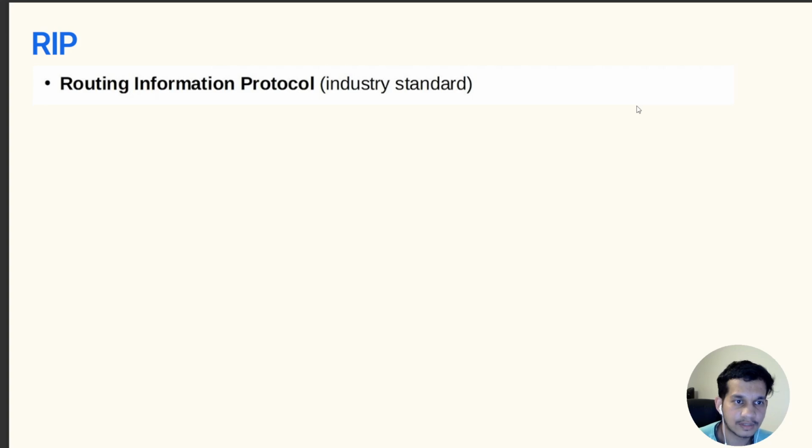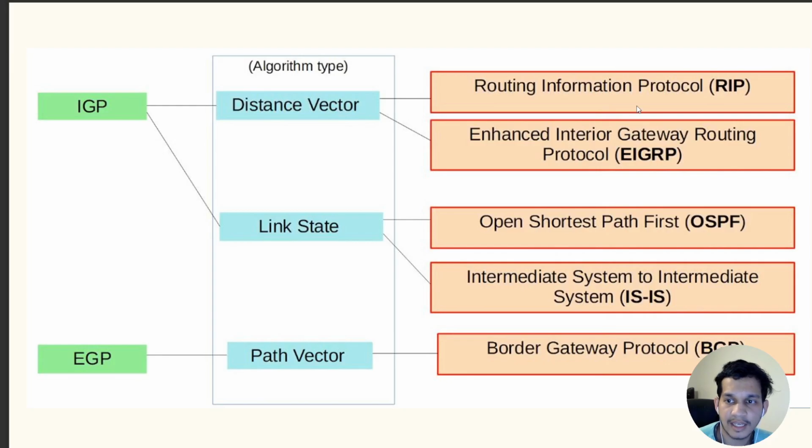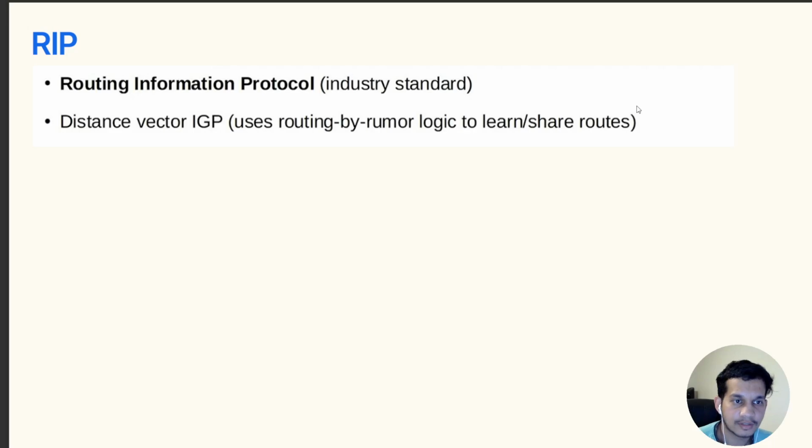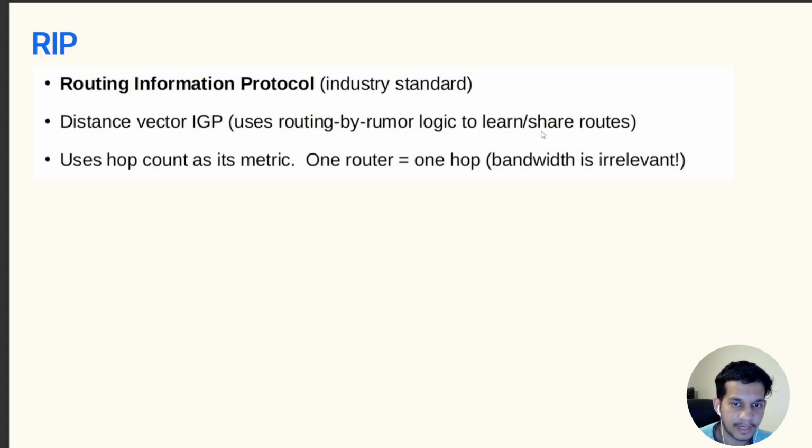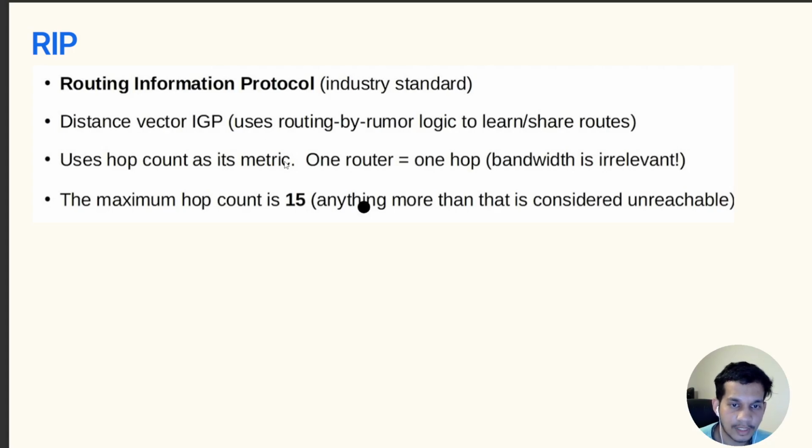So let's go further. What is RIP, routing information protocol? It's an industry standard, and EIGRP is Cisco proprietary. It uses the distance vector algorithm, which means routing by rumor logic to learn and share routes. It uses hop count as a metric, and one router equals one hop. As I told in the previous video, the maximum hop count is 15. Anything more than that is considered unreachable, so if a packet takes more than 15 hops, it will be dropped.